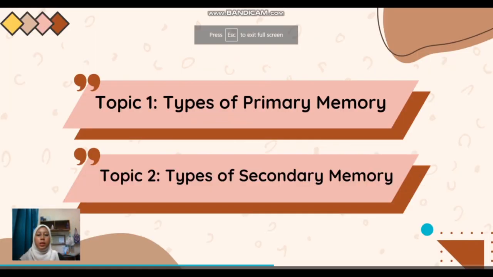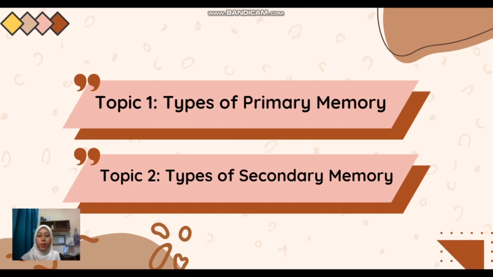Thank you. My name is Darwisha. My matrix number is 076810 and I'm going to present about the types of primary and secondary memory. First is primary memory.